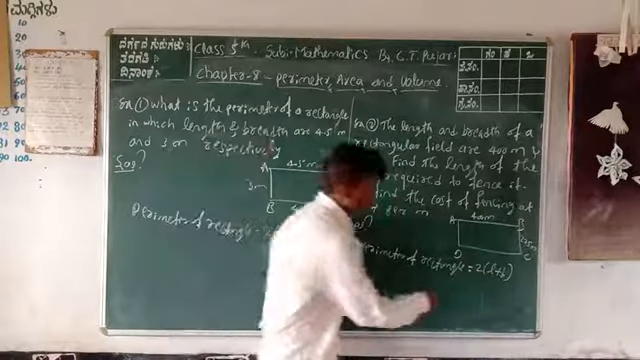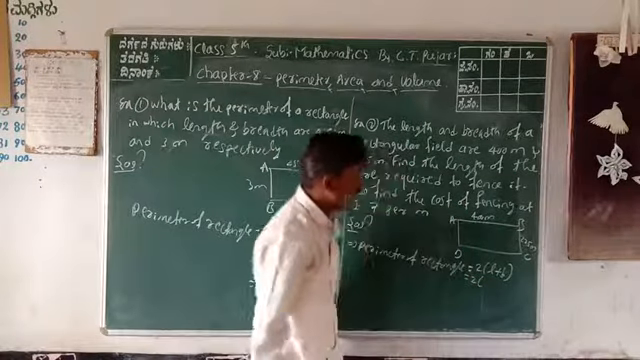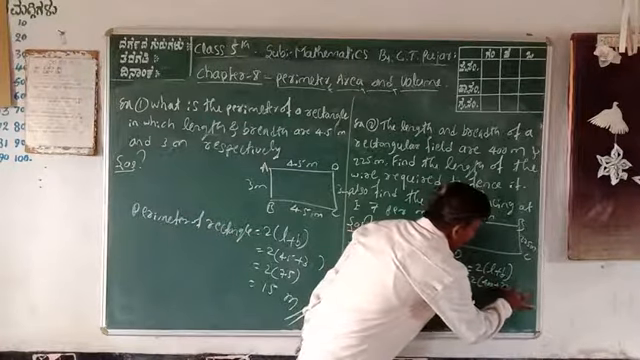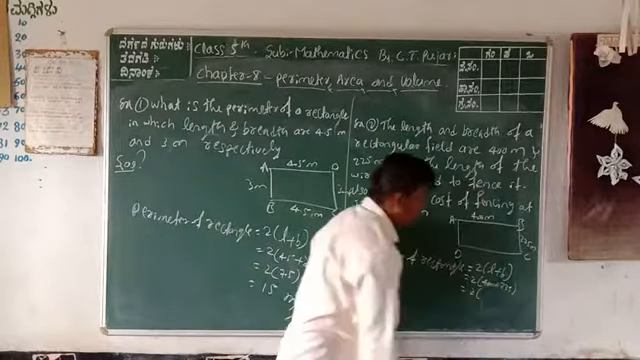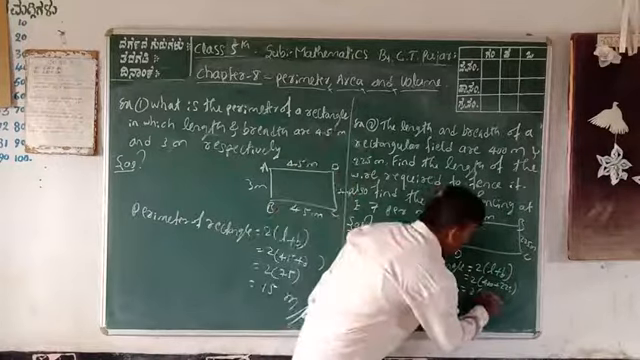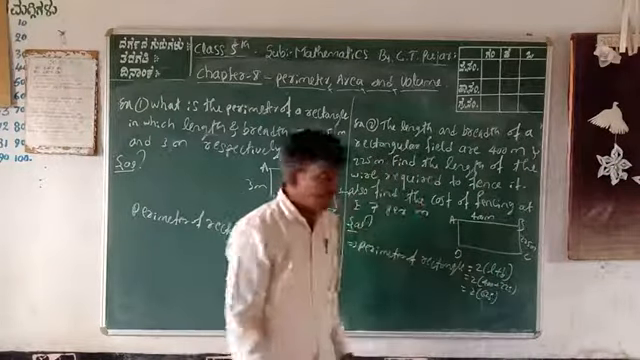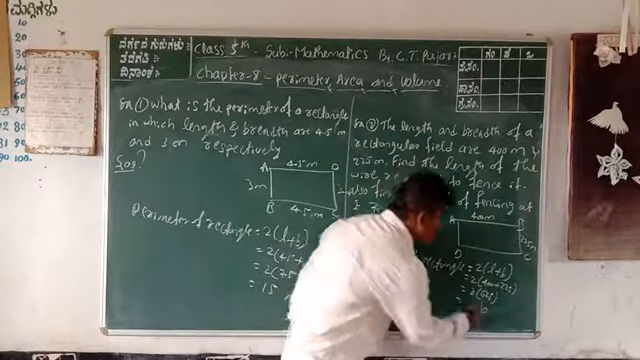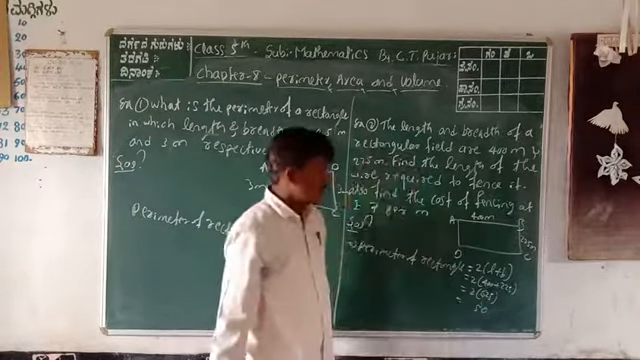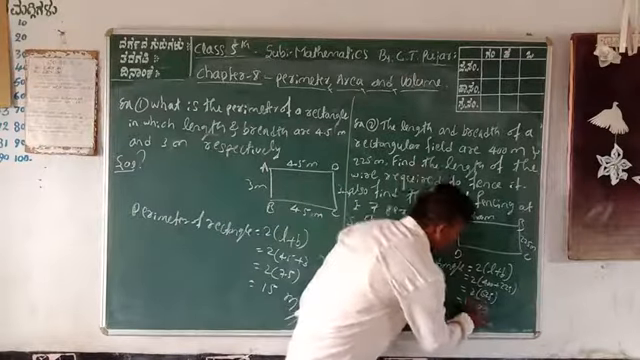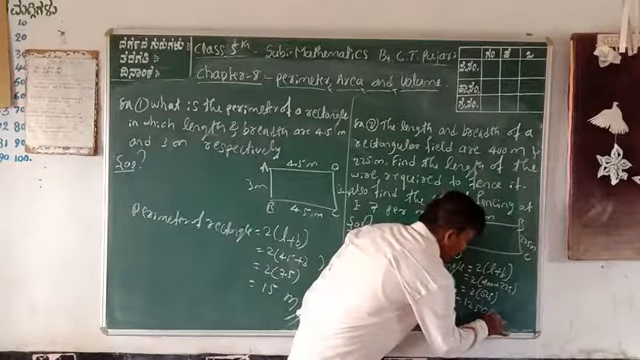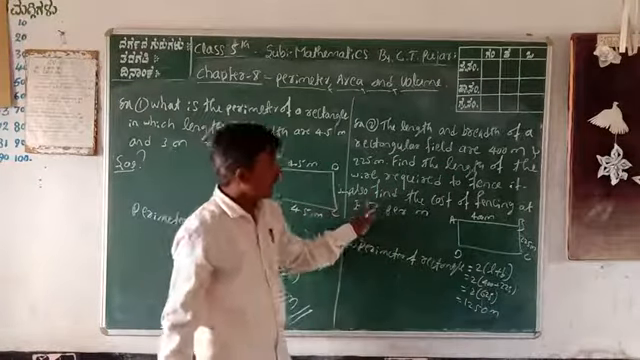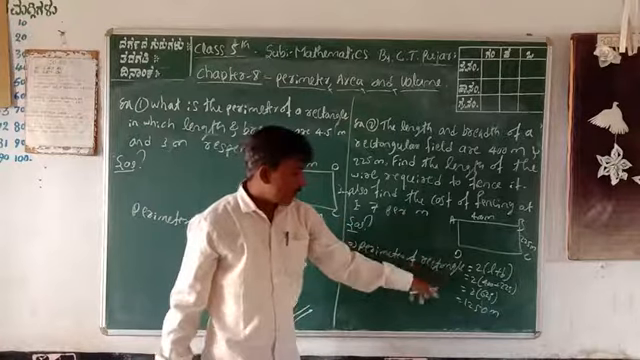Therefore, 2 into bracket of L, which is 400, plus breadth, which is 225. The sum of these two is 625, so 2 into 625. 2 fives are 10, write 0, carry 1. 2 twos are 4 plus 1 is 5. Next, 2 sixes are 12. It is 1250 meter. This is the total wire length, the length of the wire for fencing is 1250.